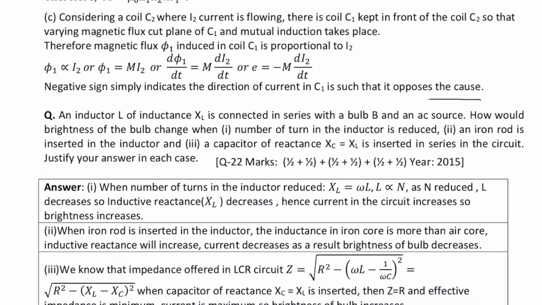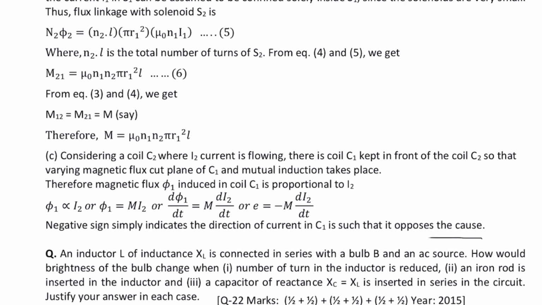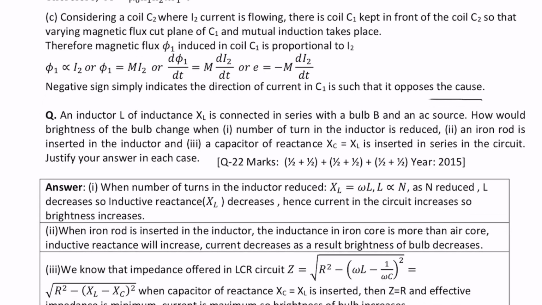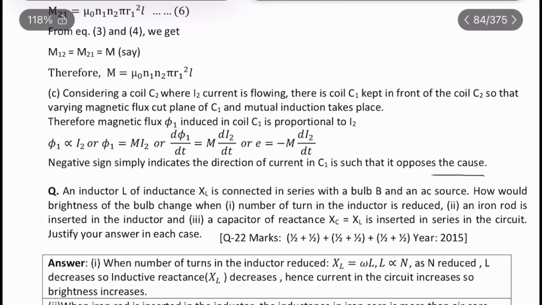Next question. An inductor L. Okay, this is inductance L. The inductive reactance XL is connected in series with the bulb B and an AC source. Okay, how would the brightness of the bulb change when the number of turns in the inductor is reduced? If the current is reduced, then whether the bulb will be brighter or dimmed.